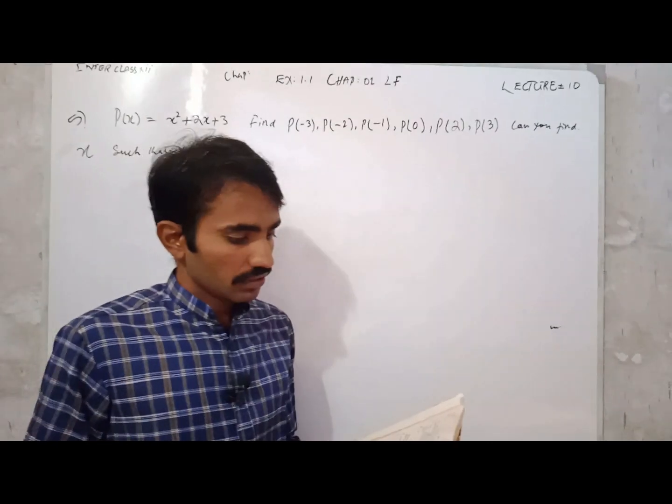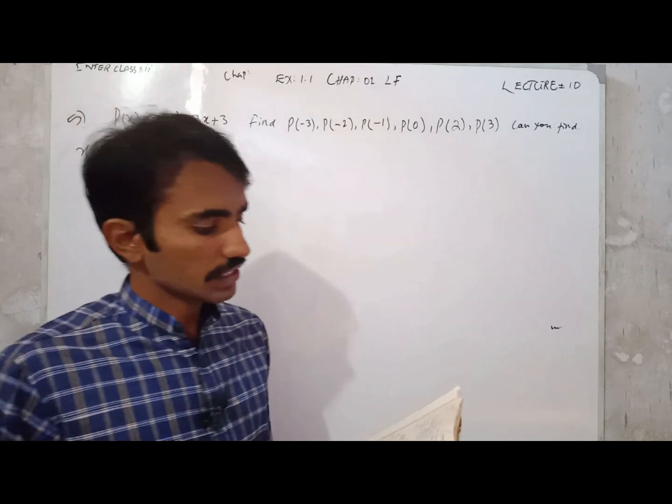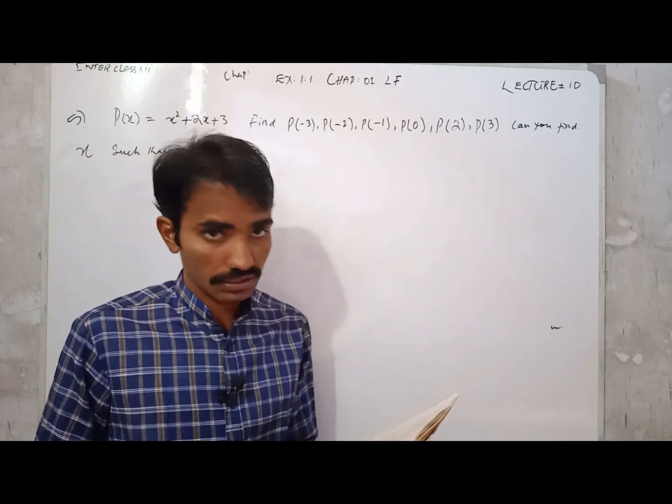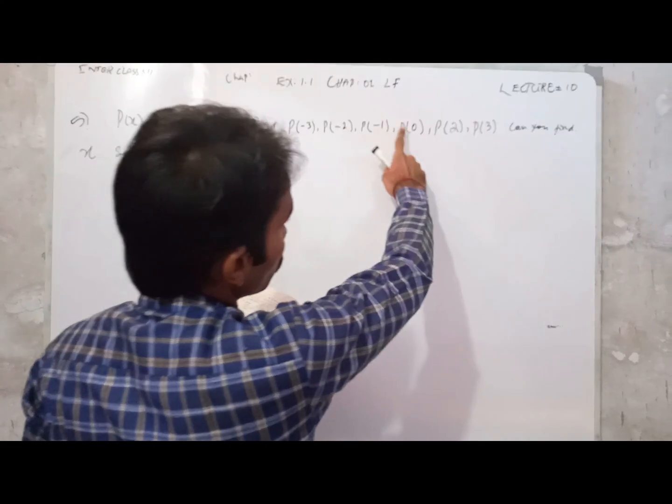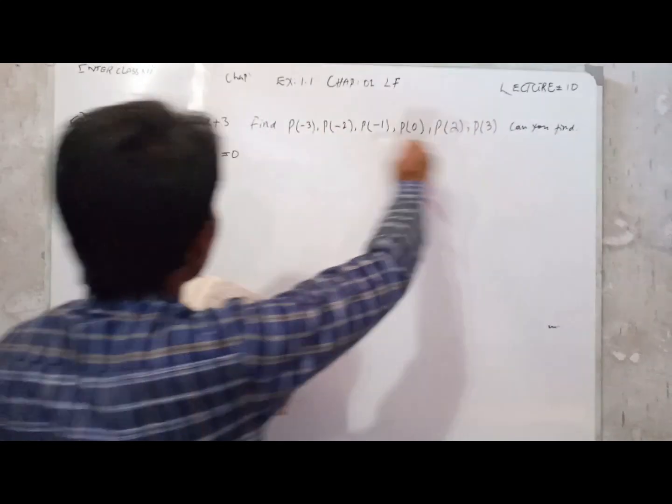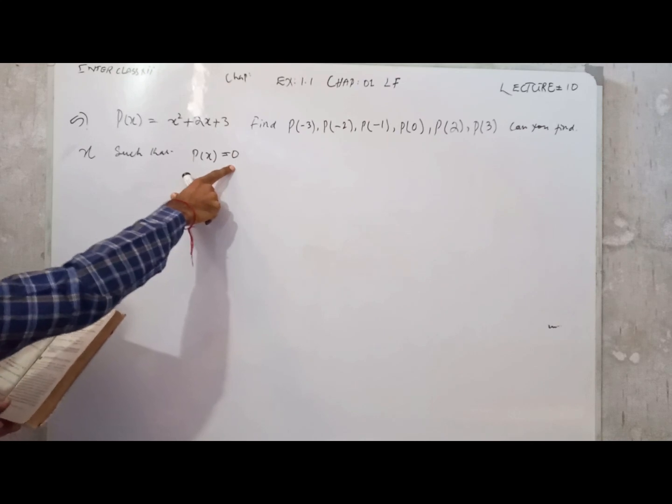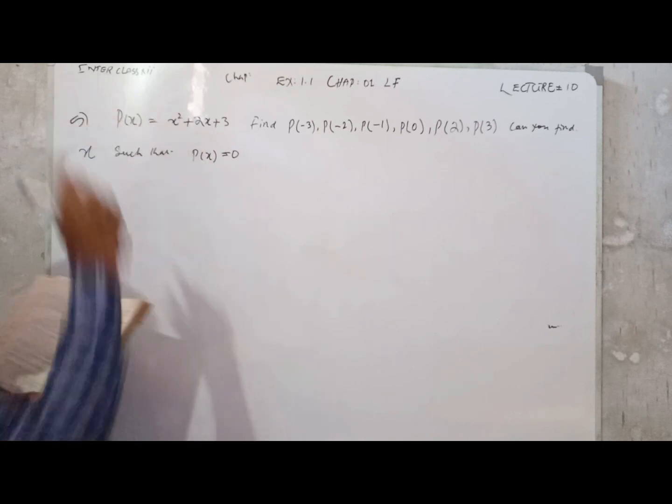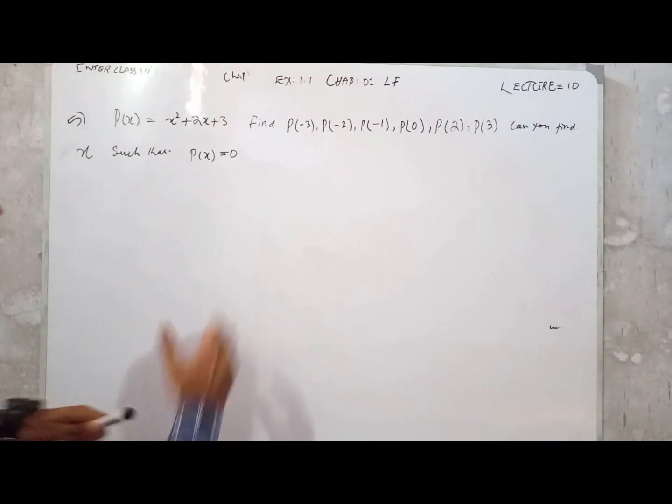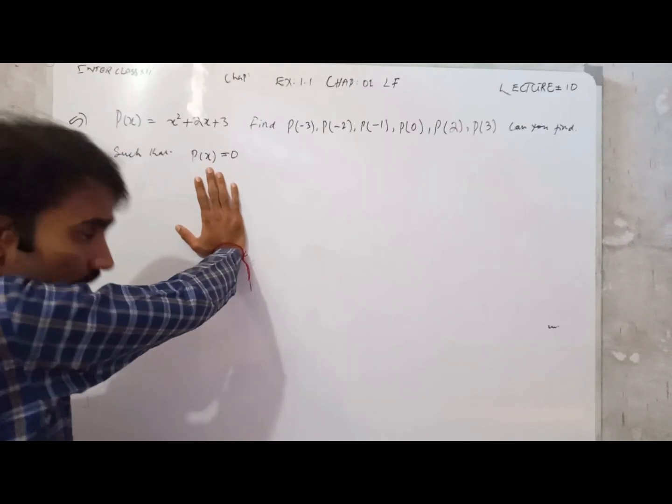So problem number 5: given a polynomial function p from real numbers to real numbers with p of x equal to x square plus 2x plus 3, find p of minus 3, p of minus 2, p of minus 1, p of 0, p of 2, p of 3. Can you find x such that p of x is equal to 0? What we will do is set p of x equal to 0, then solve the equation to find the value of x. So first of all I will put in all the values, and later on we will move to the third condition.